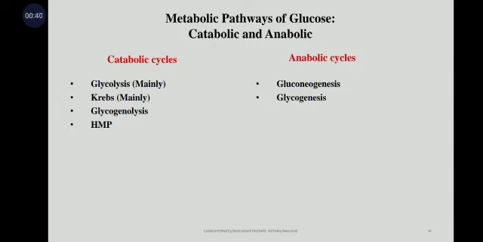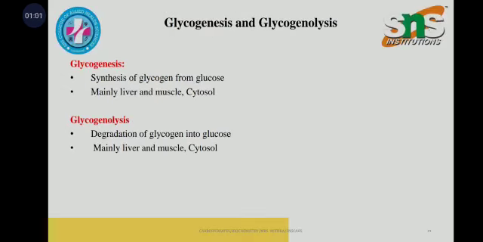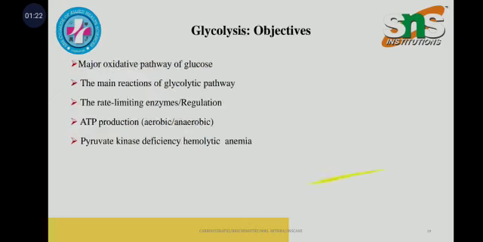Coming to the metabolic pathways, there are two types of cycles: catabolic cycles and anabolic cycles. Glycolysis, Krebs cycle, HMP and glycogenolysis come under the catabolic cycles, whereas glycogenesis and gluconeogenesis come under the anabolic cycles. Glycogenesis is the synthesis of glycogen from glucose. It mainly takes place in the liver, muscles and cytosol, whereas glycogenolysis is the degradation of glycogen into glucose, which also mainly takes place in the liver, muscle and cytosol.